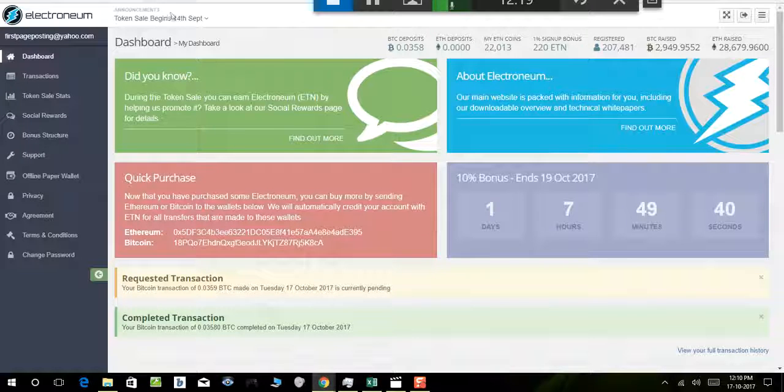The sale began September 14th with a 50% bonus. You have one day and 7 hours before the 10% bonus ends. The entire ICO, which is the initial coin offering, ends on October 30th.